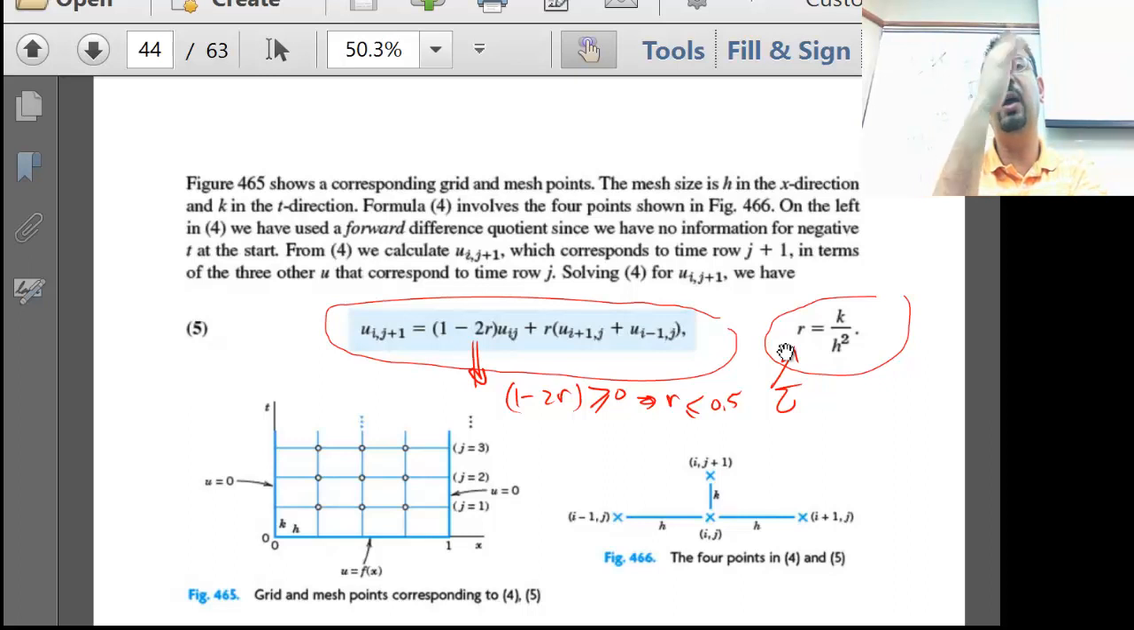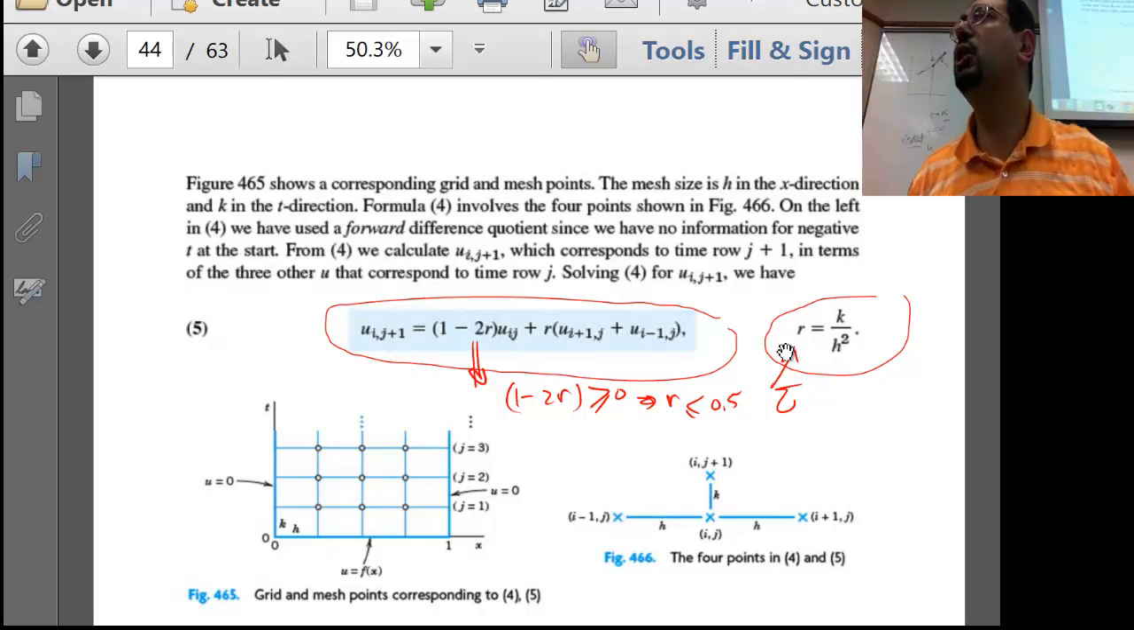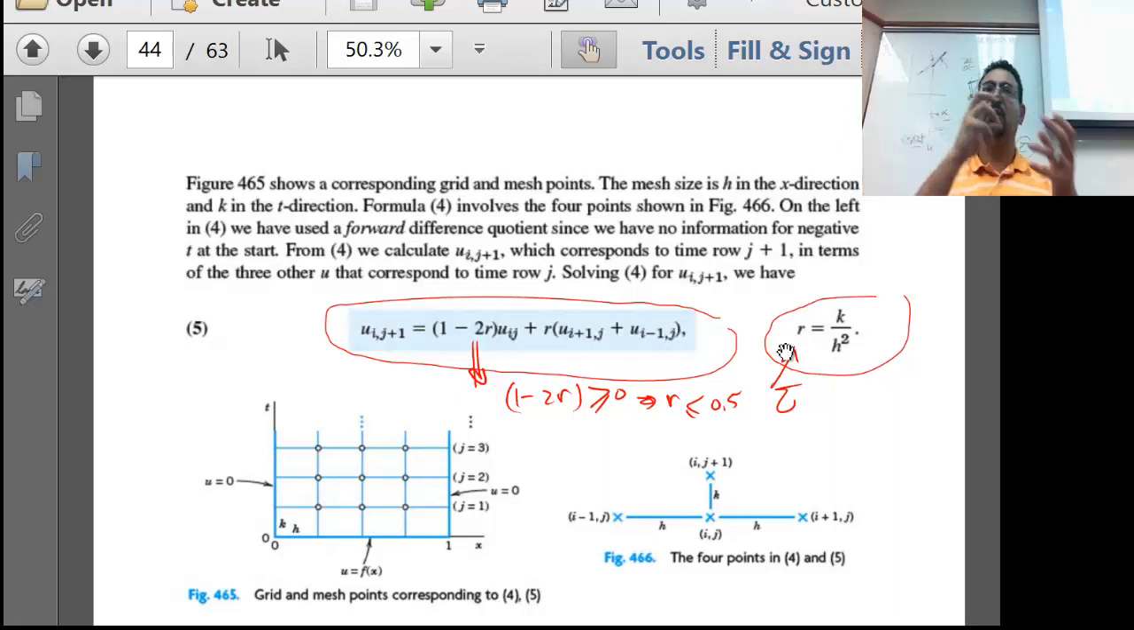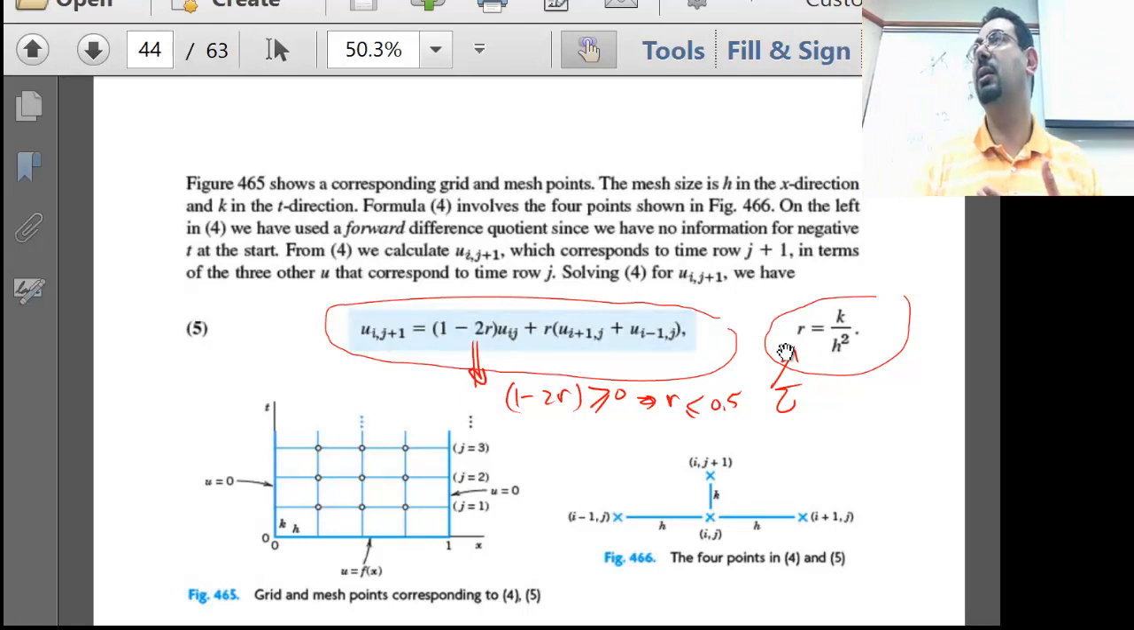In the final, sometimes I ask them a multiple choice question. I will tell them an explicit method is conditionally stable, unconditionally unstable, conditionally unstable. So what are all those expressions? Conditionally stable means there is a condition for its stability, right? That's the explicit method. Unconditionally stable means it's always stable. That's the next method that we're going to talk about. It's called the implicit method.